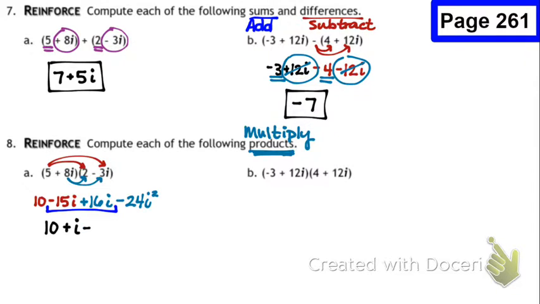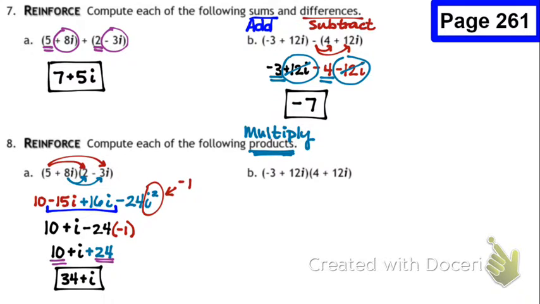Is there any replacement that I can make? The i squared I can replace with what? Negative 1. When you see i squared, we replace it with negative 1. What's negative 24 times negative 1? Positive 24. Are there any other like terms that I can combine now? 24 and 10. So I have 34 plus i.